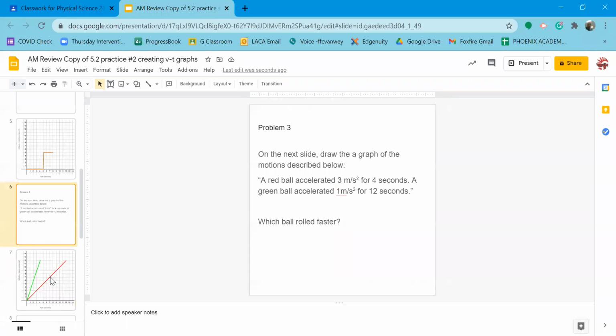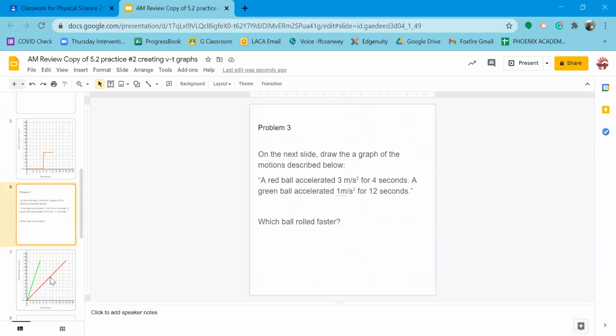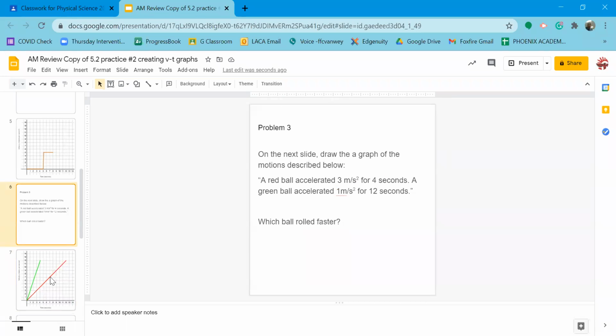I apologize for the sloppy question there. I did put that together in a hurry, but hopefully that clears that up. 3 meters per second squared for 4 seconds, and accelerated 1 meter per second squared for 12 seconds.